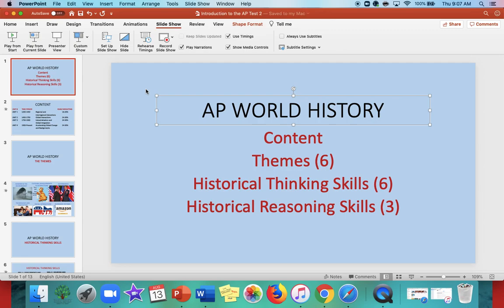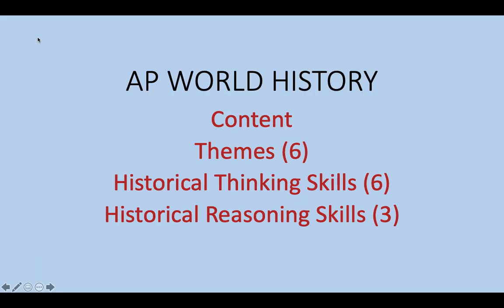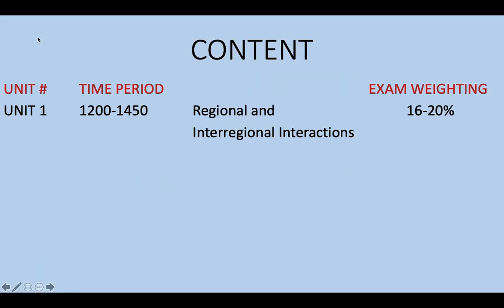All right, now I'm going to teach you guys a little bit more about what we will learn in AP World History. This is kind of an introduction to the test part 2, where I'm going to talk about the content we will learn this year, the 6 themes we need to know, the 6 historical thinking skills you'll need to have for the exam, and the 3 historical reasoning skills you'll need to have for the exam. So first off, content. This is pretty simple here.